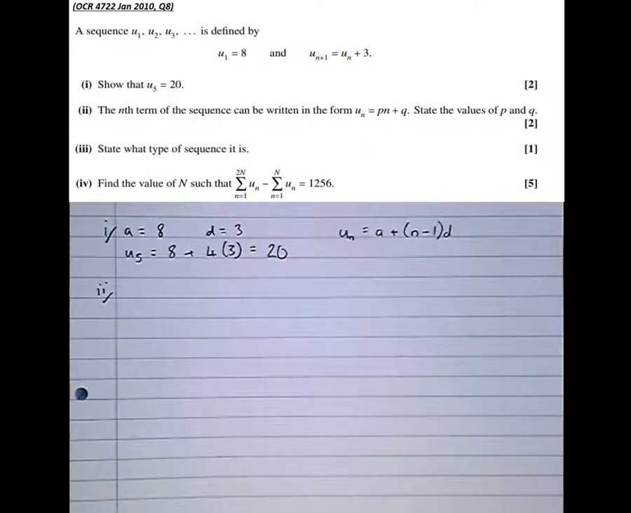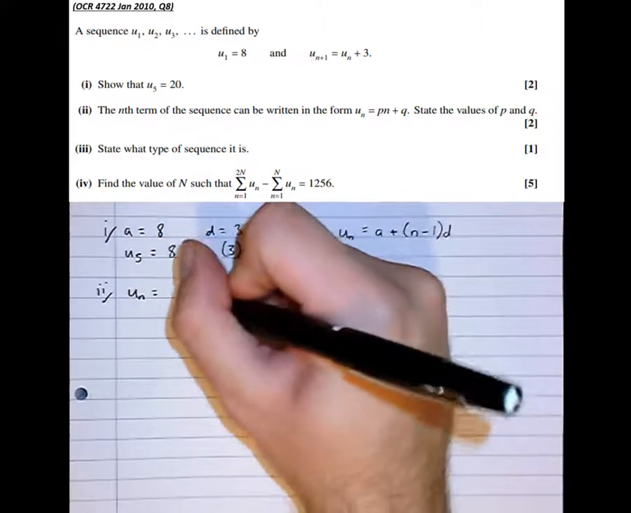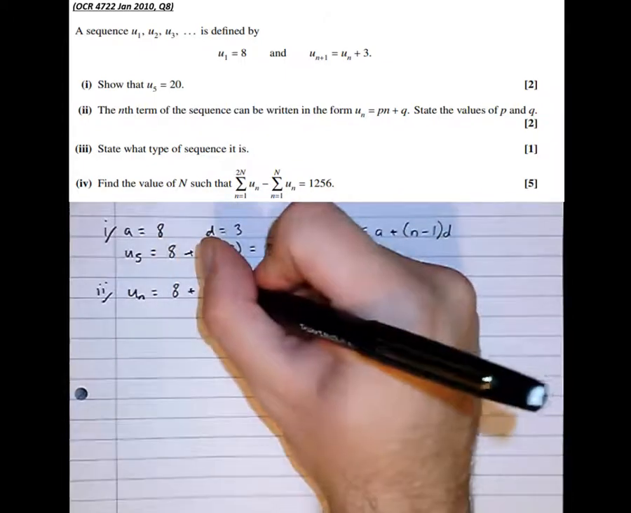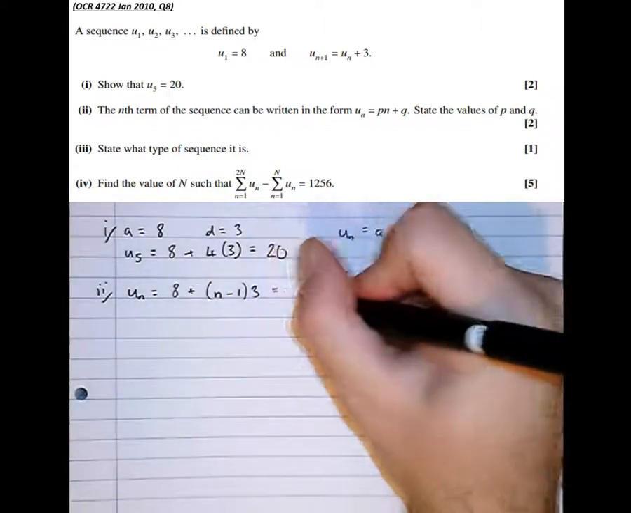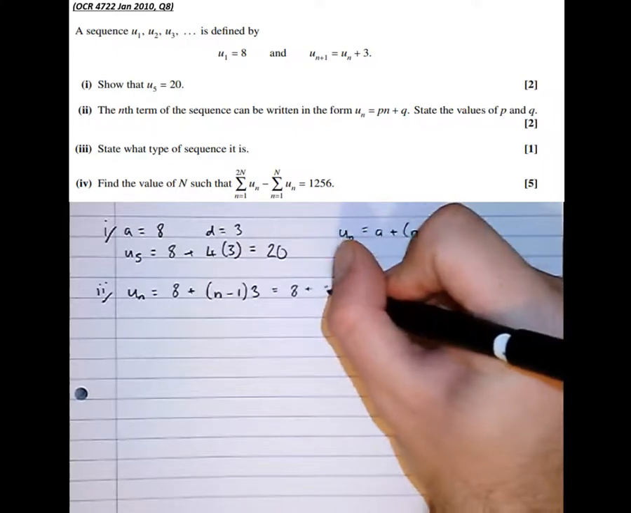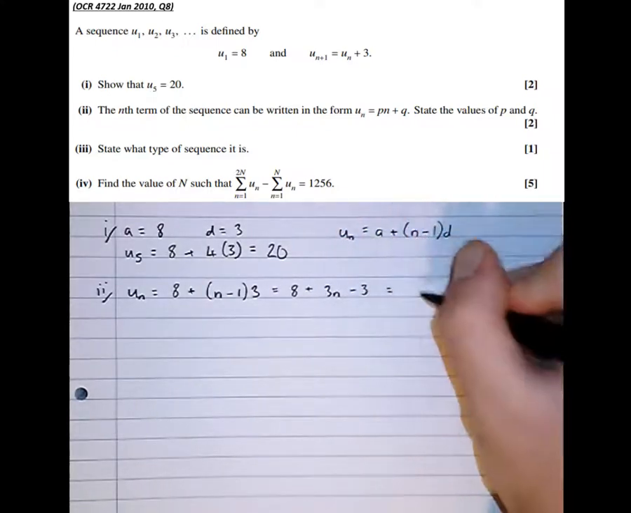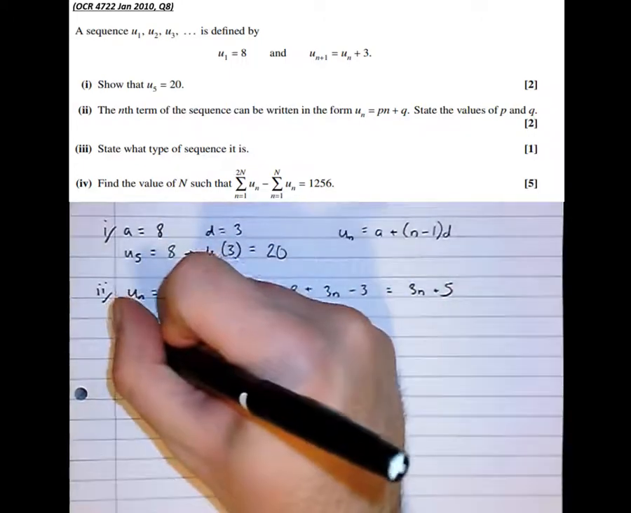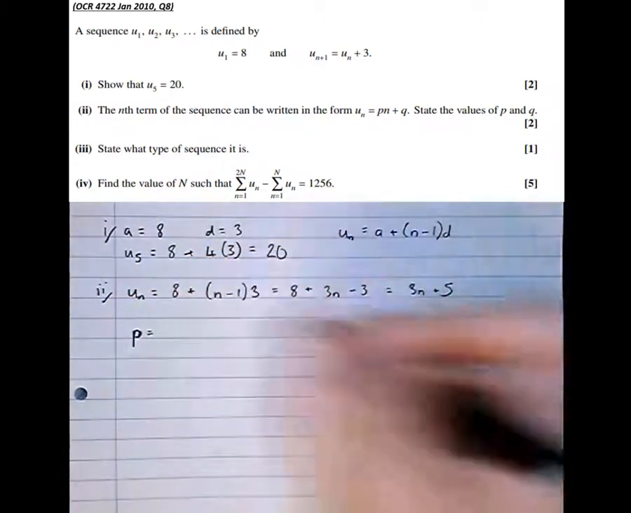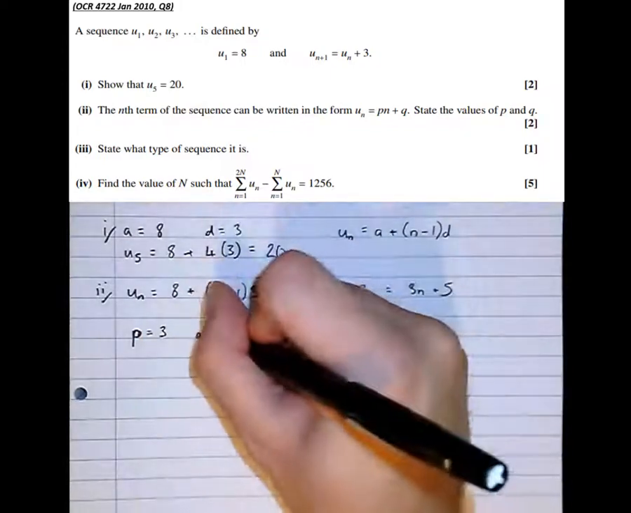Okay, part 2. The nth term of the sequence can be written in the form un equals pn plus q. State the values of p and q. Well, again, we can just use this formula here. The nth term is the first term, 8, plus n minus 1 d. So if we expand that, 8 plus 3n minus 3 equals 3n plus 5. And there we have it in the form pn plus q. So p equals 3 and q in this case is 5.